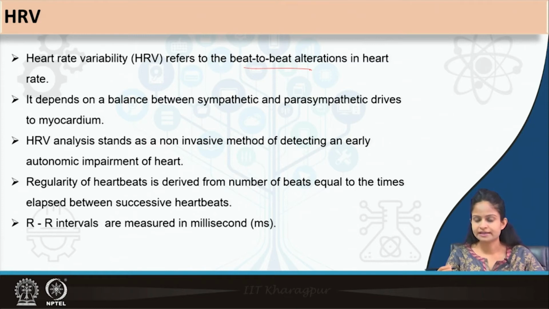Whenever I am talking, I am walking, I am doing some exercise, I am standing, I am sitting, I am lying down, there should be variation of heart rate, because finally it is the tug of war between the sympathetic domain and the parasympathetic domain. That means the two branches of autonomic nervous system, the sympathetic nervous system and the parasympathetic nervous system, which give your heart rate. The balance between the sympathetic and the parasympathetic drives to the myocardium gives rise to your heart rate variability.